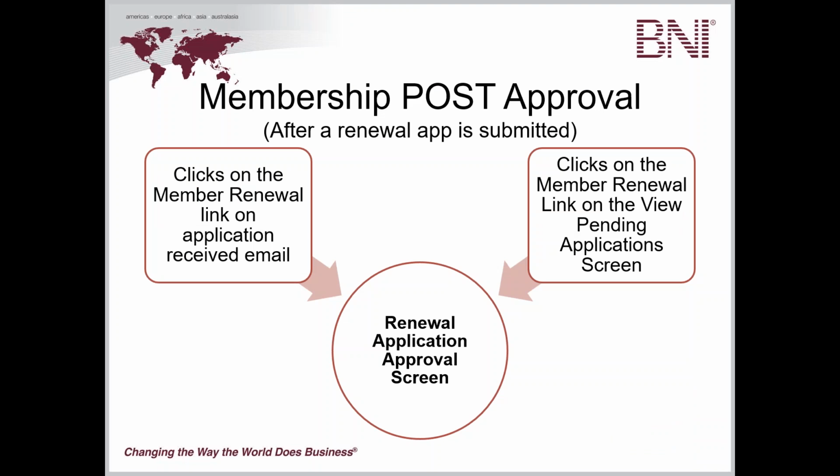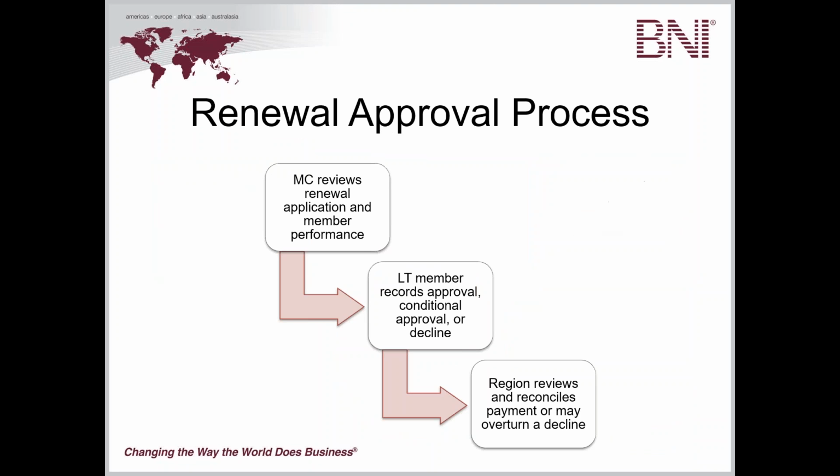All right, so just to review real quick. The membership committee reviews the renewal application and member performance. Again, that meeting still has to happen. A leadership team member, usually the vice president, but it could be one person from the membership committee, but either way, it's only one person, records their decision. And finally, the next step would be that the region would reconcile it the same way that they normally would to say that the payment has been received.